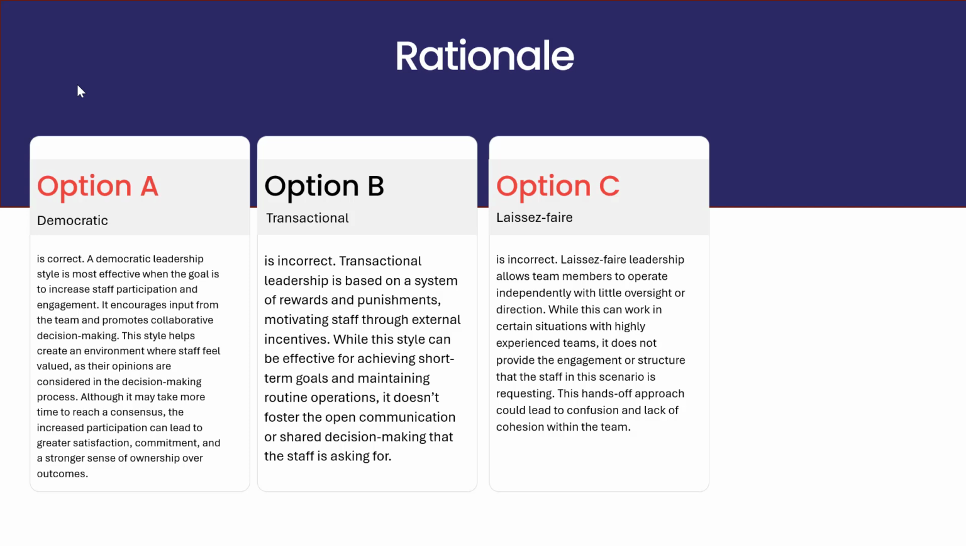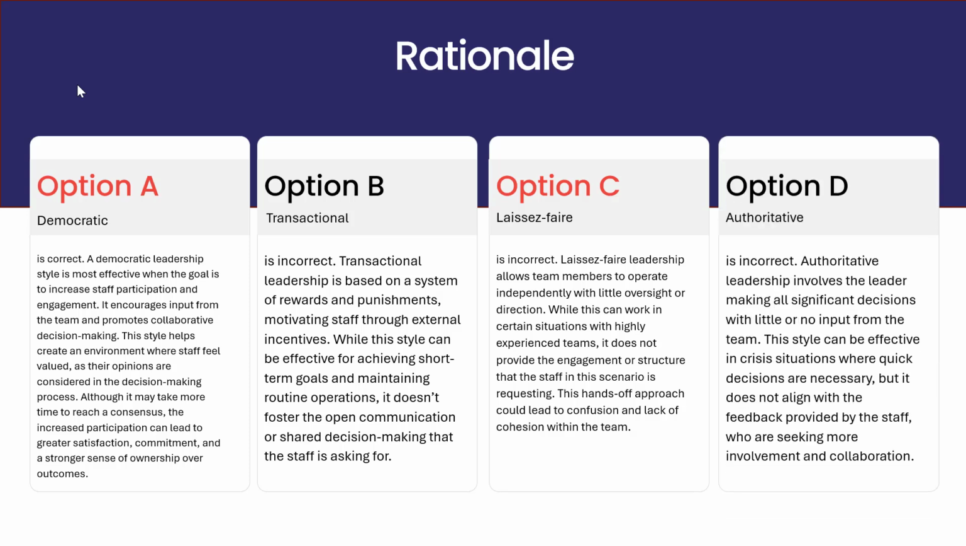D is incorrect. Authoritative leadership involves the leader making all significant decisions with little or no input from the team. This style can be effective in crisis situations, where quick decisions are necessary, but it does not align with the feedback provided by the staff, who are seeking more involvement and collaboration. Let's move to the next question.